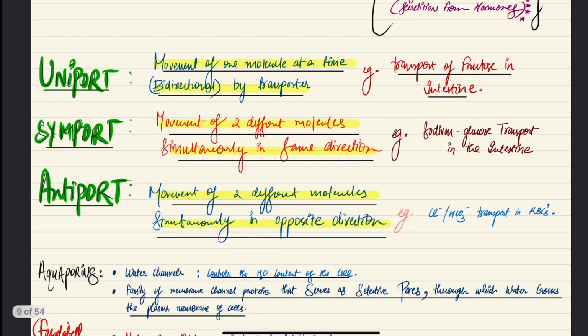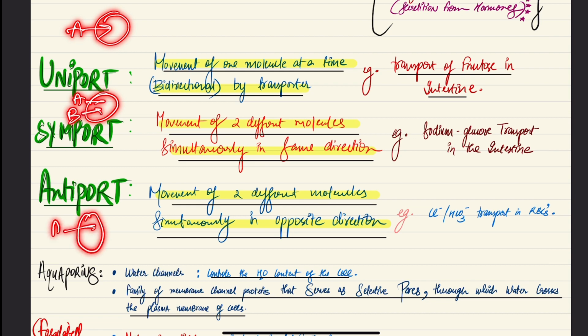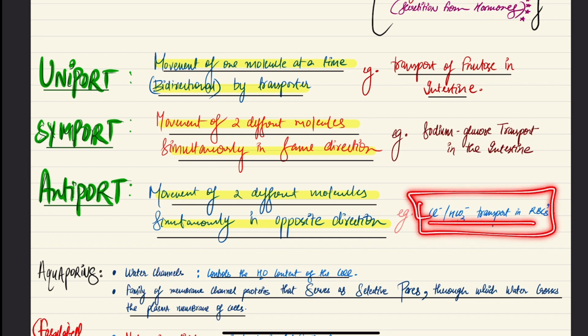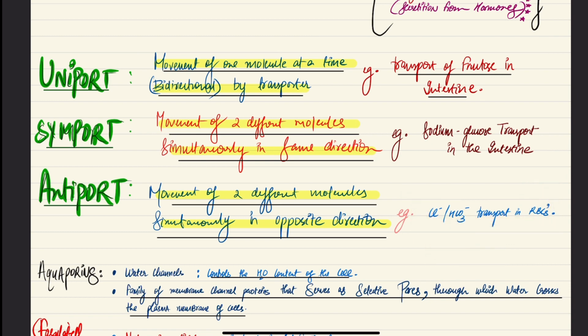As we already know what uniport, symport, and antiport are. Uniport is single molecule transport into a cell. Symport is two molecules in the same direction, and antiport is two molecules in opposite directions. An example is fructose in the intestine, an example of uniport. Sodium glucose transport in the intestine is an example of symport. And chloride hydrogen carbonate exchange, as we know, occurs in RBCs in CO2 transport. Chloride bicarbonate transport in RBCs.